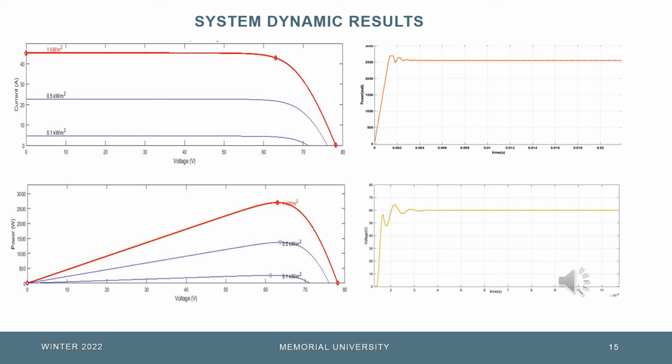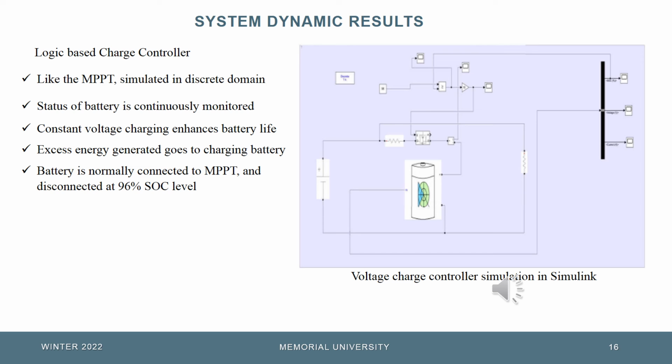We can see that with the change in irradiation, there is a considerable change in the output current and power. But it is noted that the change or deviation in the voltage with different irradiation is quite small. We can also see the MPPT output voltage and current for the rated condition. Here is a logic-based charge controller that is developed in MATLAB Simulink.